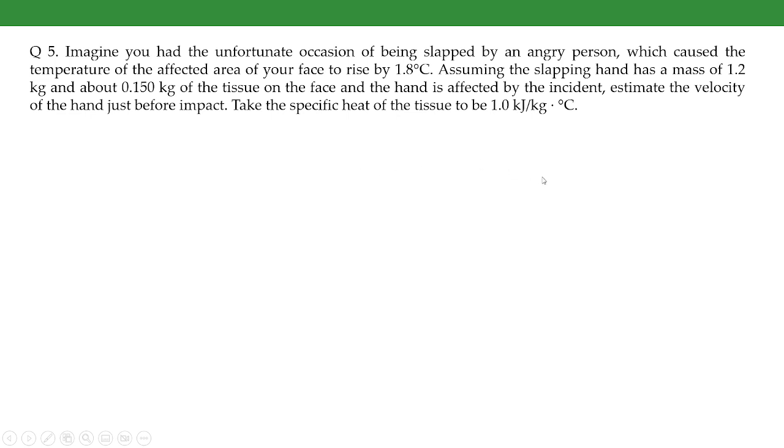Let us first understand what happens and why the temperature rises. When you are slapping somebody, the kinetic energy at impact becomes 0. Before impact it was having a kinetic energy, and on impact it becomes zero. So this kinetic energy that was initially with the hand gets transferred to the tissues, which results in the increase in the internal energy of the tissue, that finally increases the temperature.